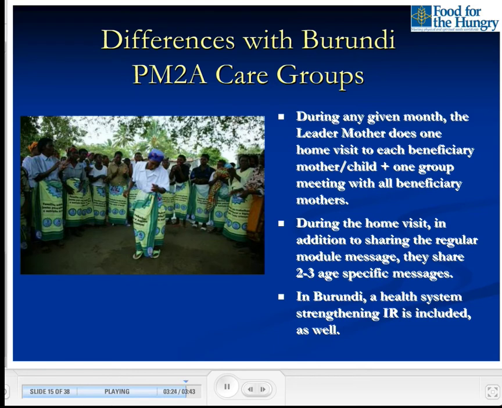And I should mention, we've seen really nice changes in terms of health service utilization by just using care groups at the community level without changing anything in the health facility. We've still been able to really increase the usage of health facilities in the areas where we use care groups. And I'll show you some graphs on that a bit later.